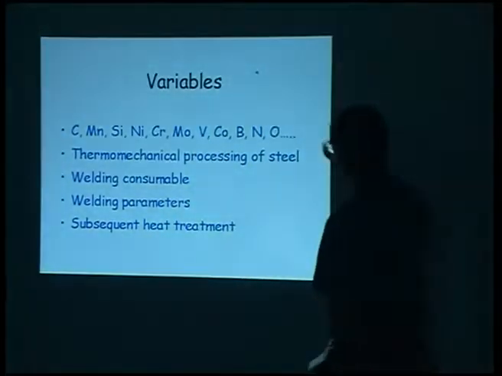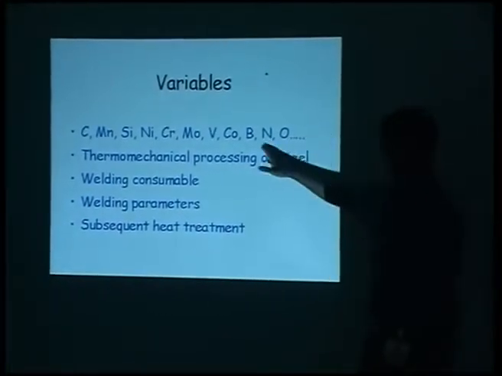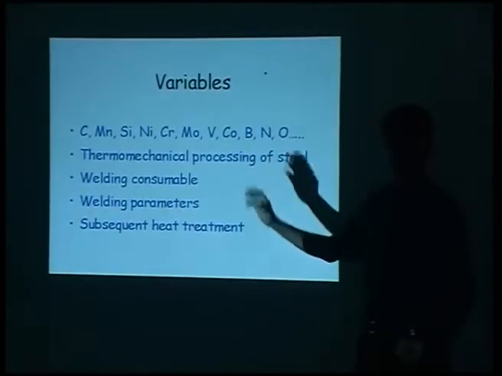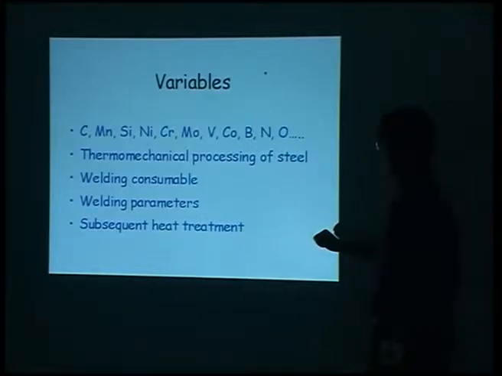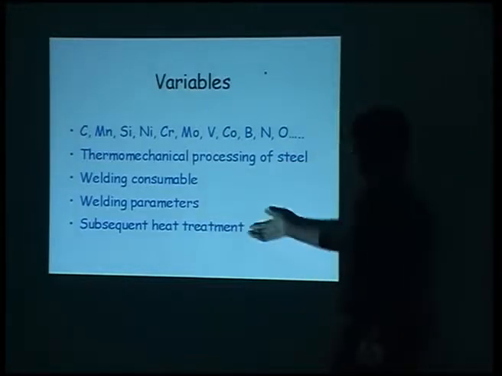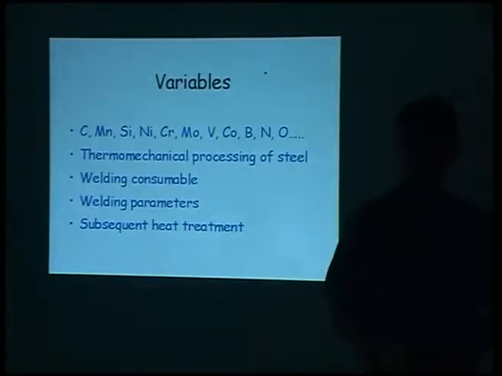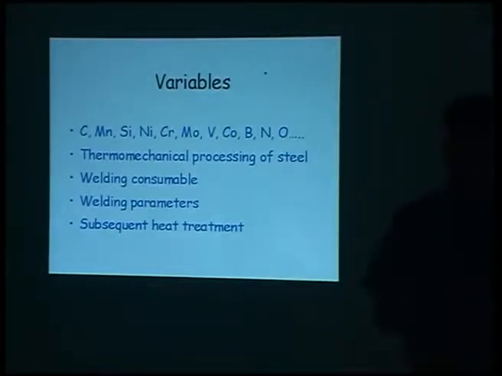So here you are. We've got a myriad of chemical elements, okay? Just like I said yesterday, even if the elements are in parts per million, they have a profound effect on properties. Thermomechanical processing, welding, of course, and any subsequent heat treatments. Now, how can you take account of all those parameters, each of which has an influence on hardness, and make a prediction?